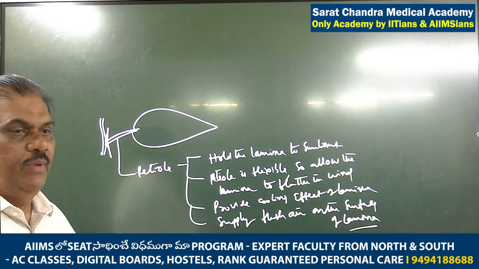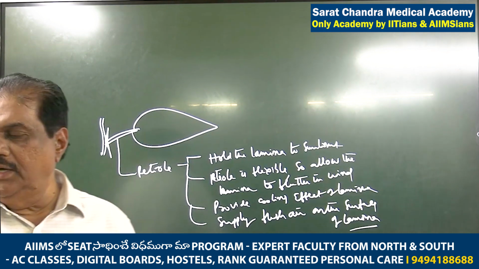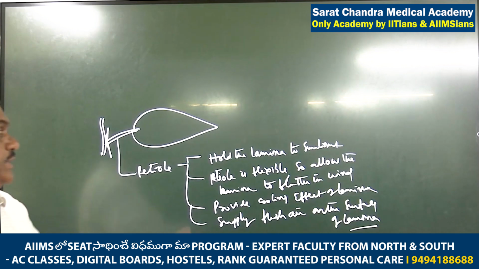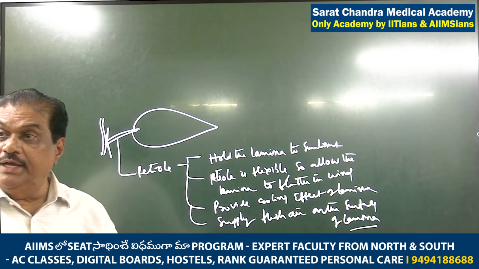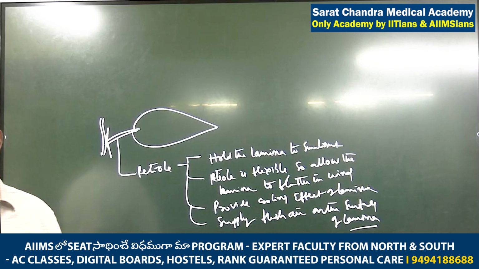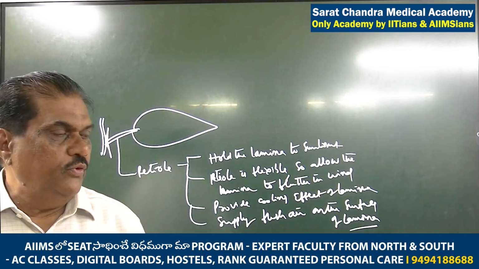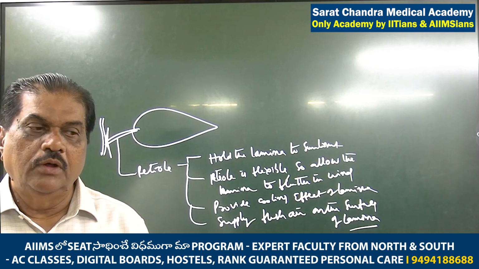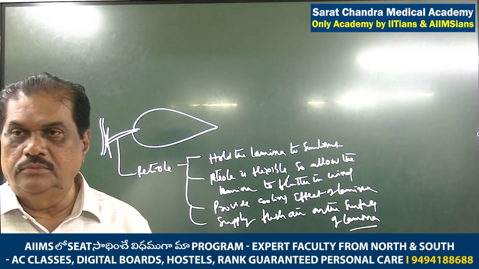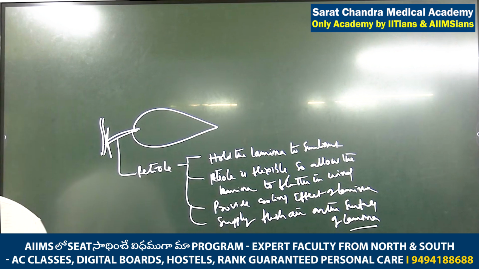Next, lamina or leaf blade. What is the definition for lamina or leaf blade? A green colored flattened portion present at the tip of the petiole. That is called as a leaf blade or lamina.